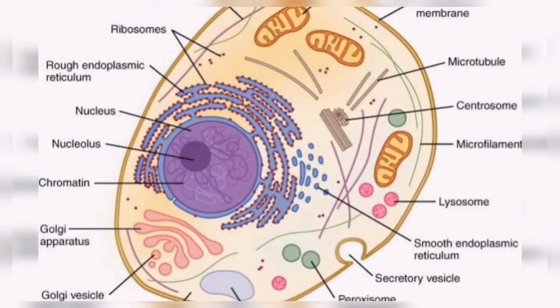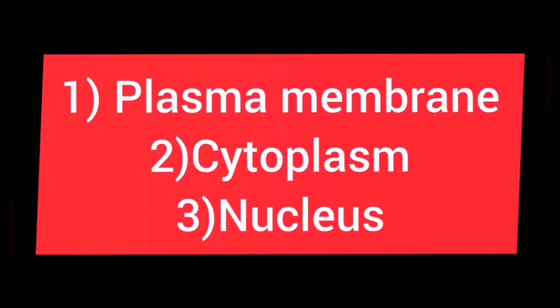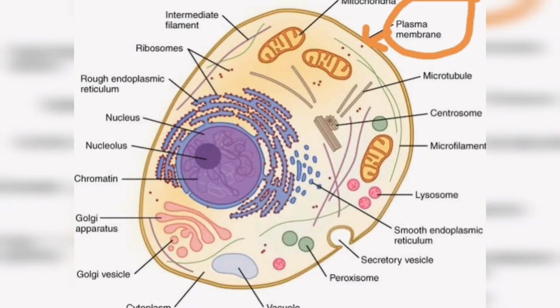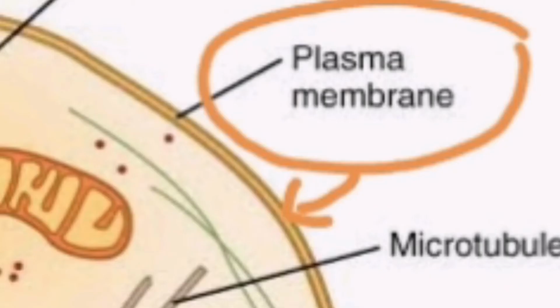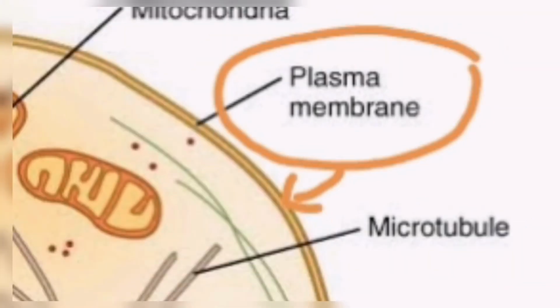Next, we are moving into the parts of the cell. A cell has mainly three parts. First, plasma membrane. Second, cytoplasm. And third, nucleus. So first, plasma membrane. The plasma membrane is the cell's flexible outer surface. That is, it separates the cell's internal environment from the external environment. It regulates the flow of materials into and out of the cell.